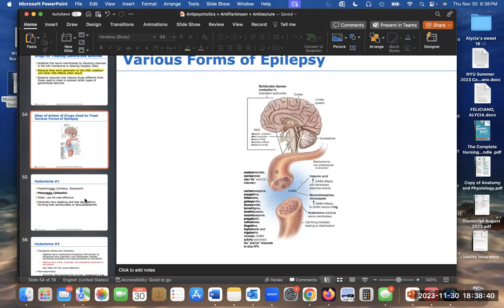Benzos also work on GABA. Valproic acid also works on GABA. A lot of these work on GABA, or they can affect sodium and calcium channels, because sodium and calcium, right, affect those action potentials in the neuron, in the synapse, right? So if we can alter the levels, if we can decrease sodium and calcium in that synapse, we can help reduce the electrical activity and help with the seizure.